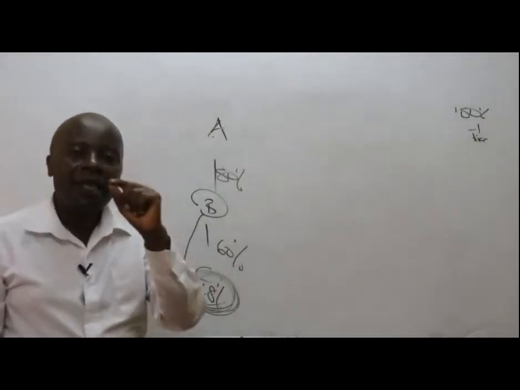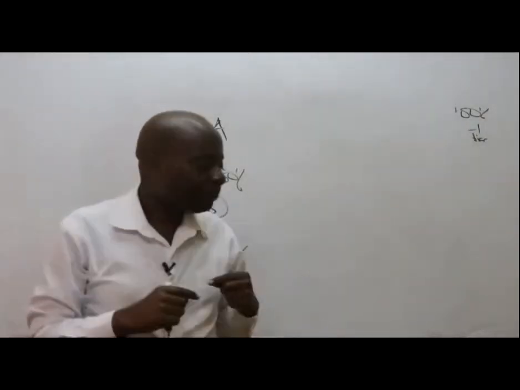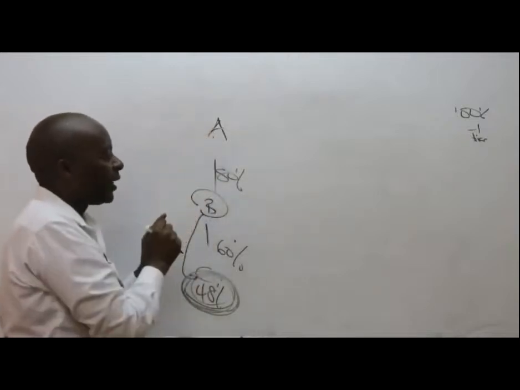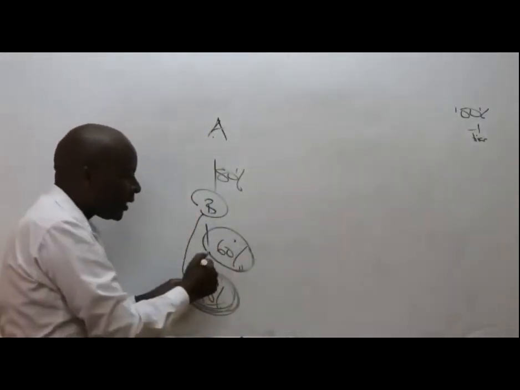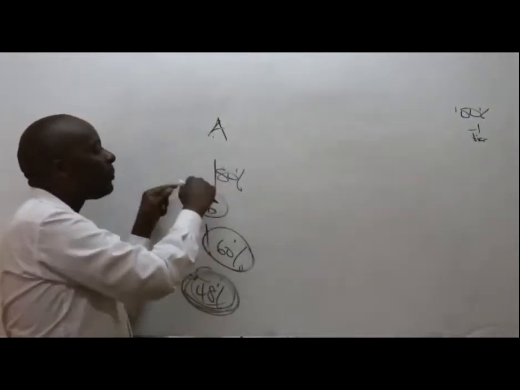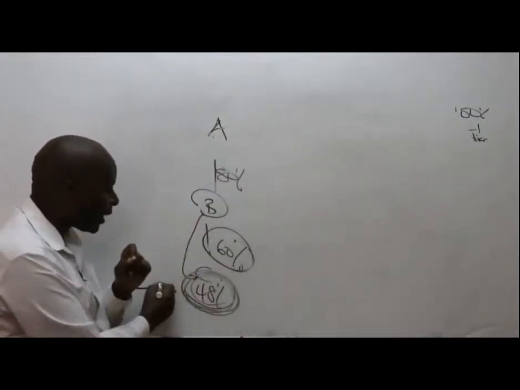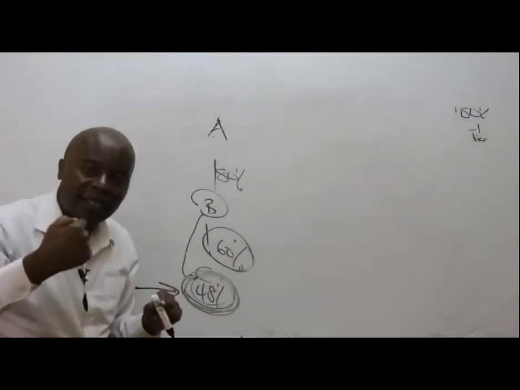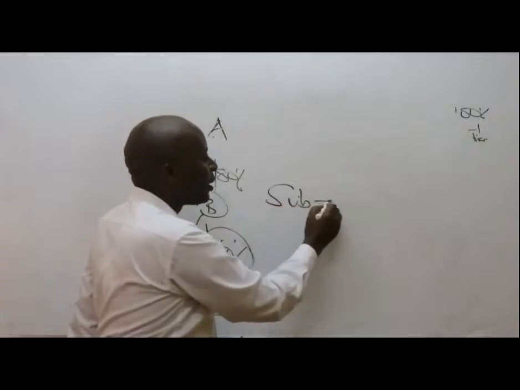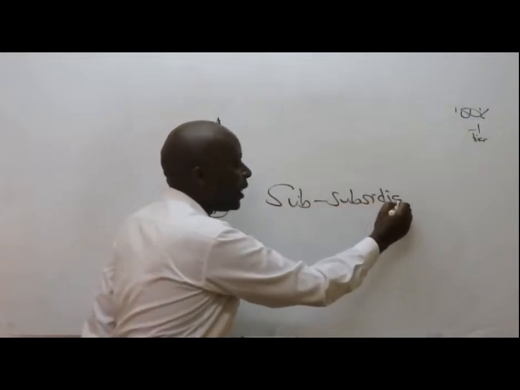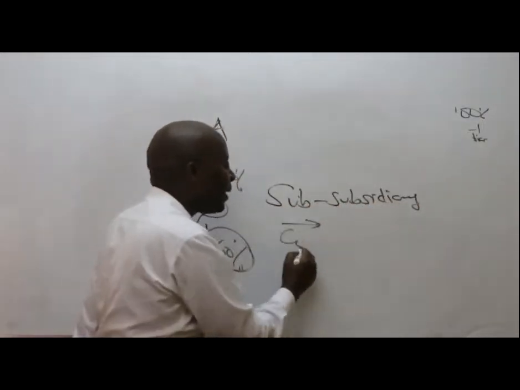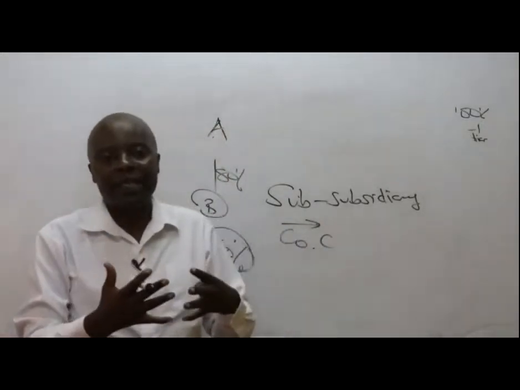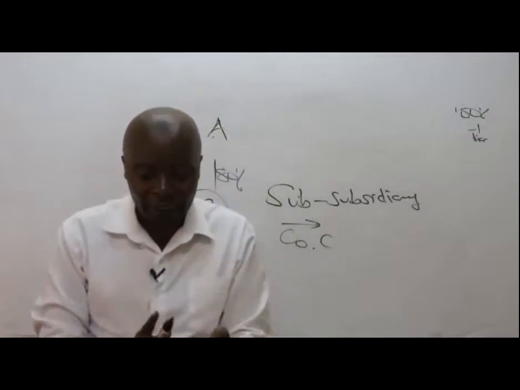Listen, subsidiaries of our subsidiaries. C, because of the 60%, is a subsidiary of our subsidiary. It doesn't matter our effective shareholding. If it is a subsidiary of our subsidiary, what we call a sub-subsidiary, automatically this company C becomes our subsidiary, and we have to consolidate our financial statements like that.